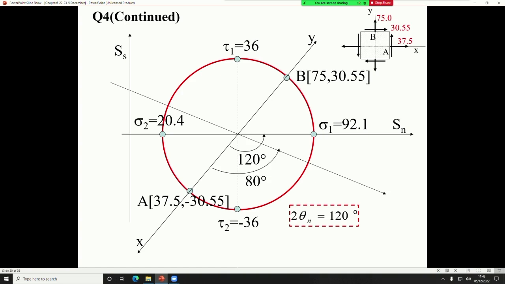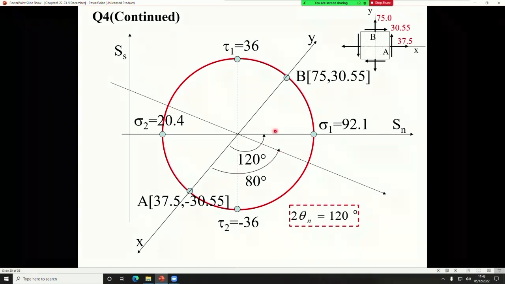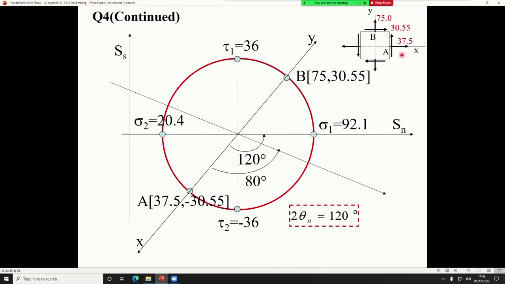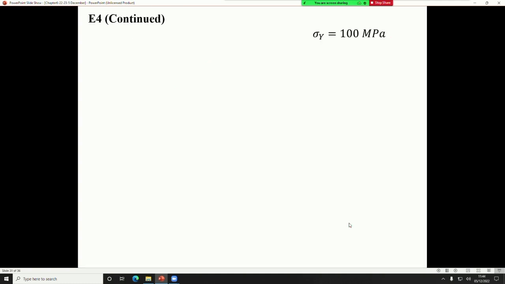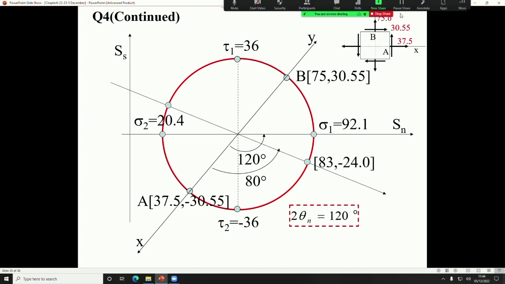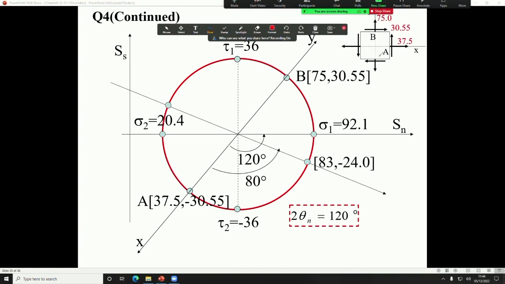The problem is asking us to find the stresses on a plane whose normal makes an angle of 40 degrees with the x-axis on the physical element. 40 multiplied by 2 gives us 80 degrees. So from here, I rotate it anti-clockwise for 80 degrees. And these are what I showed you earlier, 83 and minus 24. So on the physical element, this is 40, so this is how it looks.